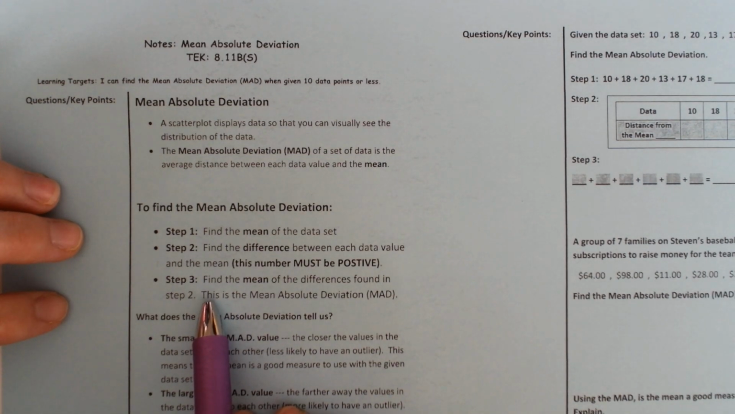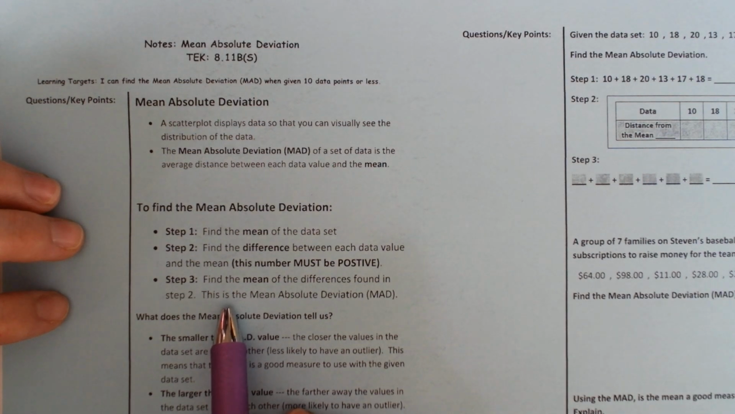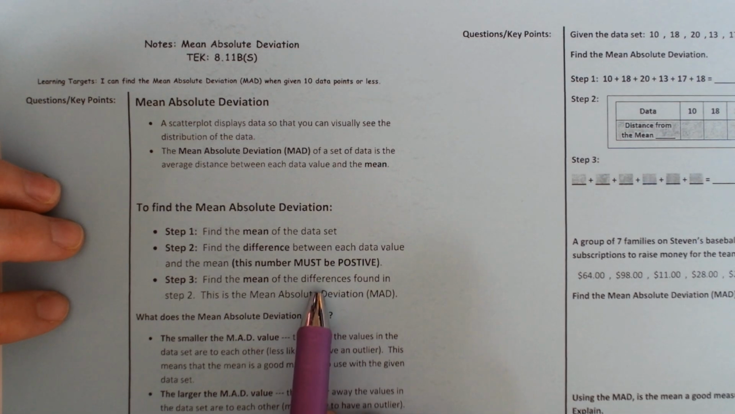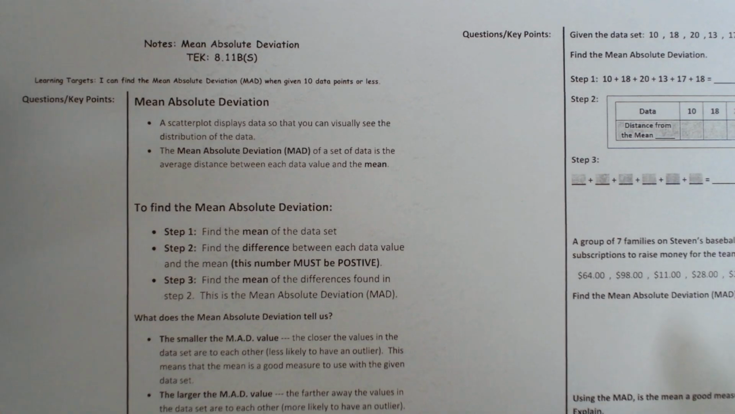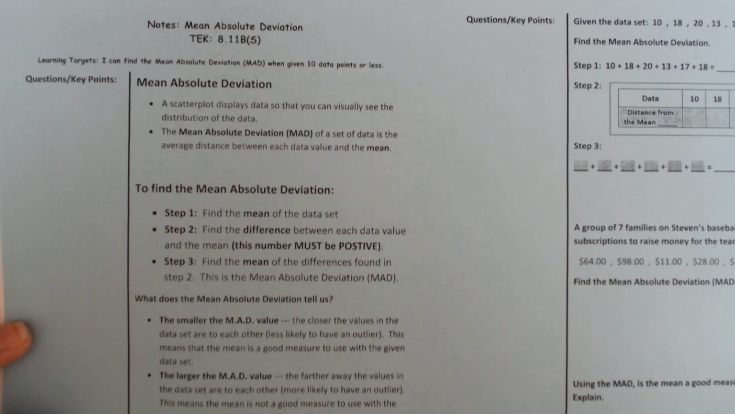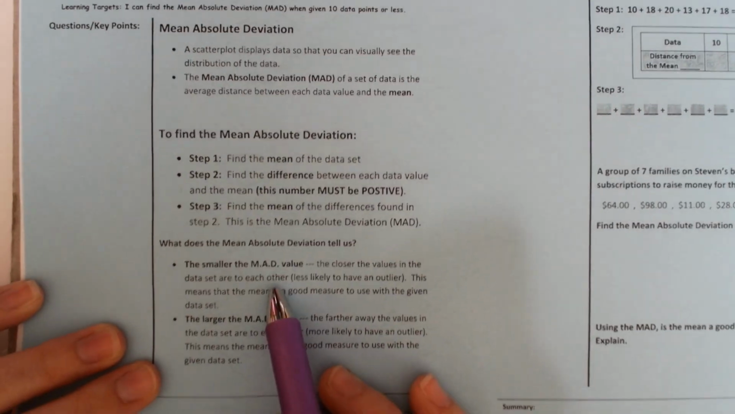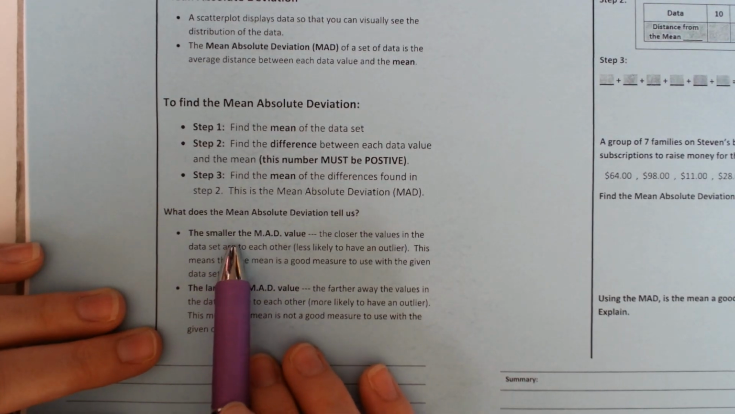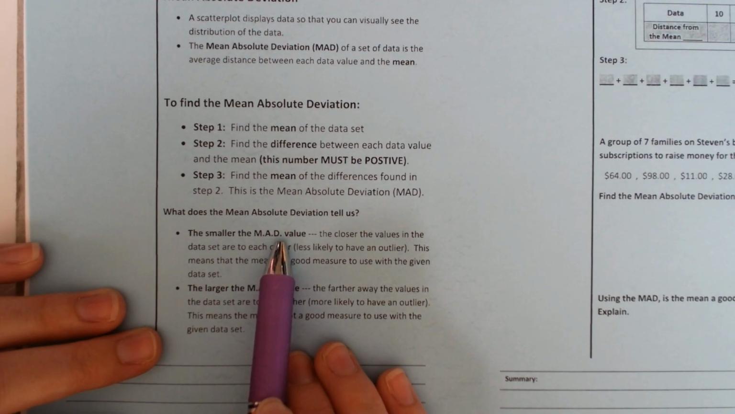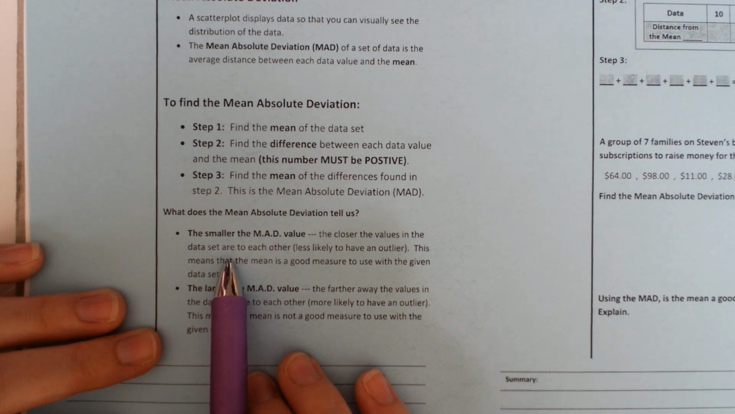And then we're going to find the mean absolute deviation, which is the differences between each of those values and the mean. And I'll show you what I'm talking about. Why are we calculating this? Because the smaller the mean absolute deviation, the closer the values are to the set of data.